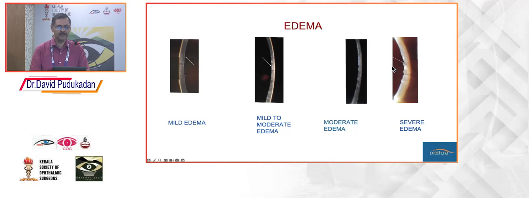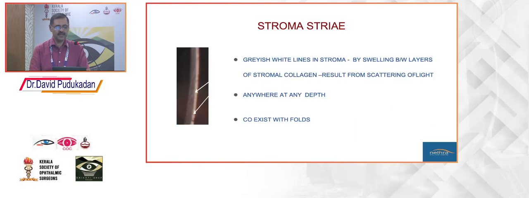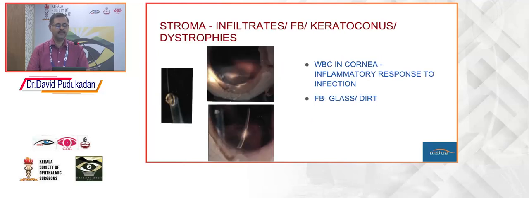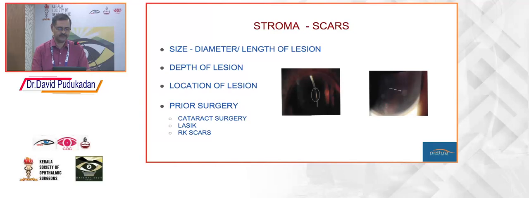In severe edema, there will be thickening of the stroma and opacification of the stroma as a result of severe edema. Coming to striae, striae are grayish white lines in the stroma. They can occur at any depth, and usually coexist with the corneal folds. Stroma should also be evaluated for the presence of any infiltrates, foreign bodies, ectatic disorders like keratoconus, or any dystrophies. All of these are contraindications for utilization of the tissue for any optical purposes.